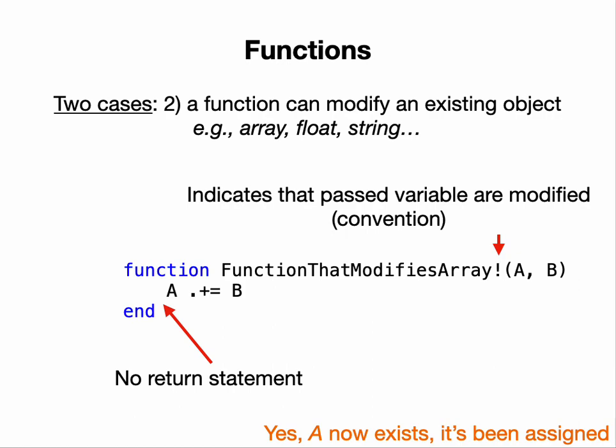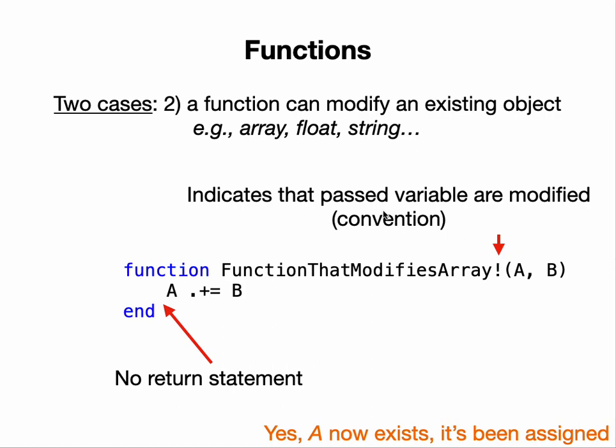Another type of function is a function that modifies an existing object. So a function that modifies an existing object will have no return statement. Instead, it will take as argument several arguments, the object here that is being modified, and other optional arguments.